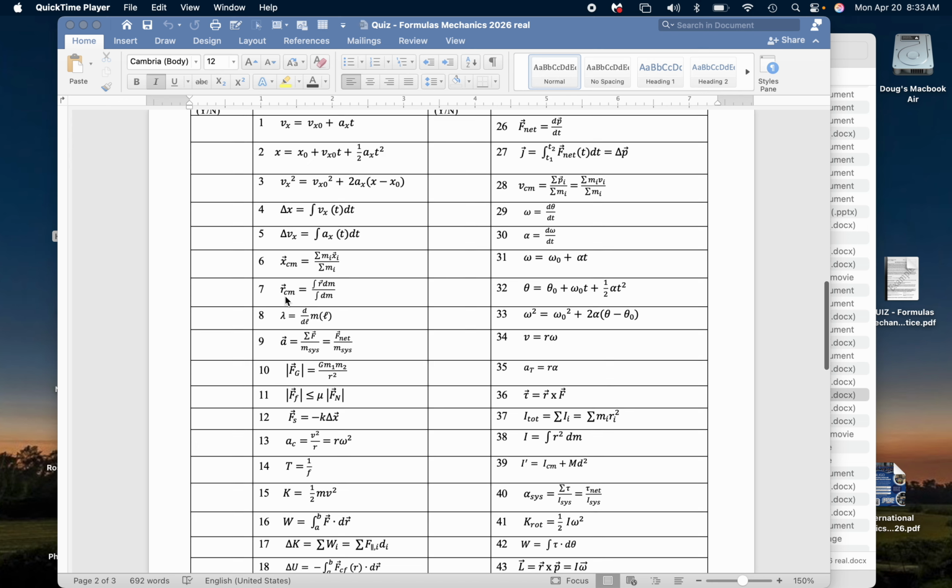7 is essentially finding out the effective distance of mass from the center of a round object or a circular object. So it's very similar to what you see in number 6. Here, I don't know why they're choosing to use integrals instead of summations, but they are. So it's essentially the average location of that mass divided by the total mass of something rotating.